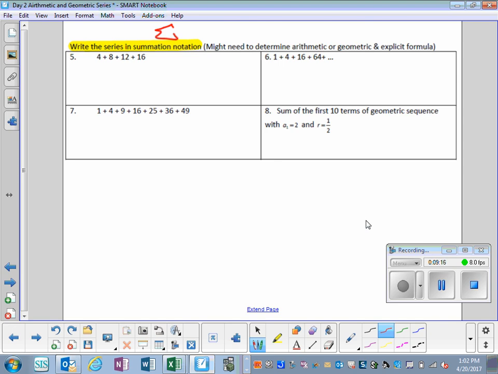It's arithmetic because you're just adding 4. My A1 is 4, my d is 4: plus 4, plus 4, plus 4. So if I want to write the formula for the a_i, what will I have? I'll have A1, 4, plus 4 times i minus 1. You see how I just replaced n with i? Doesn't matter what we use.